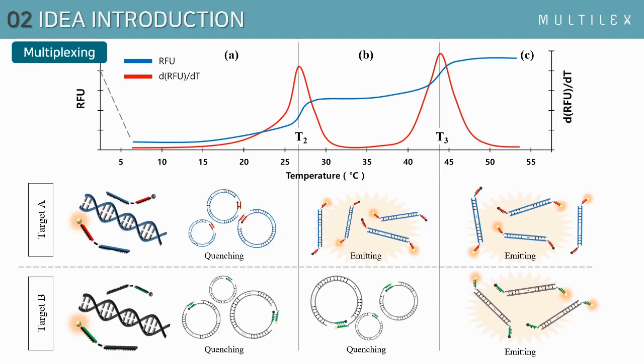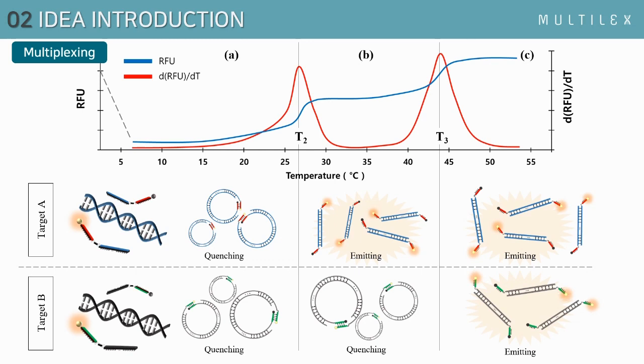Then, from now on, let's look at the multiplexing. This slide shows a certain fluorescence graph. You can see two peaks. One is at T2 temperature and the other is at T3 temperature. What this means is there are two targets in the sample. In other words, target A corresponding to T2 temperature and target B corresponding to the T3 temperature.